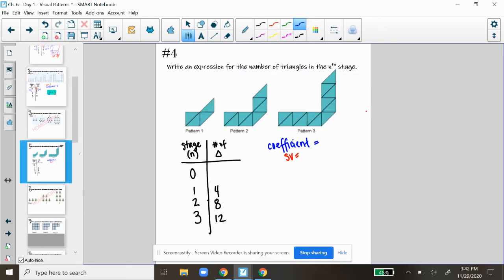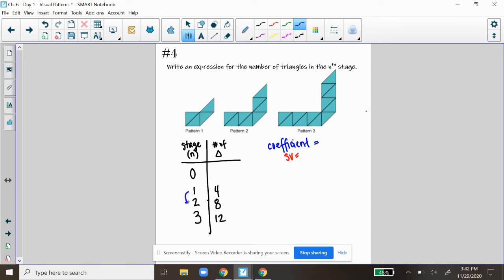Let's look at this one. Notice here that we're looking for the number of triangles. However, stage 0 is missing. So here's what we're going to do. We're going to start with our coefficient this time, and we're going to look to see as each stage number increases, what's happening to the triangles. Well, I can see that the triangles are going up by 4 each time. So I know my coefficient is going to be 4, but I need to figure out my starting value.